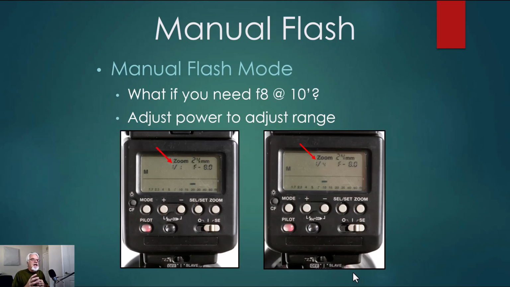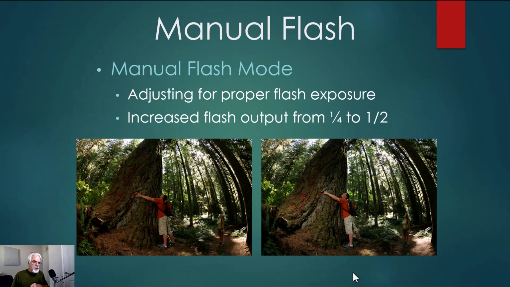But what if you need f8 at 10 feet? And it wasn't shown in those last examples. So here, 1:1, f8, 20 feet. And your ISO will affect that. And in all these cases right here, it's ISO 100. So at 1:1, f8, your subject needs to be 20 feet. But if you want them at 10 feet, then you just go in and change the flash output level from 1:1 to a quarter power. 1/4 is quarter power. Now your subject can be 10 feet and they will get the proper amount of flash for a good exposure.